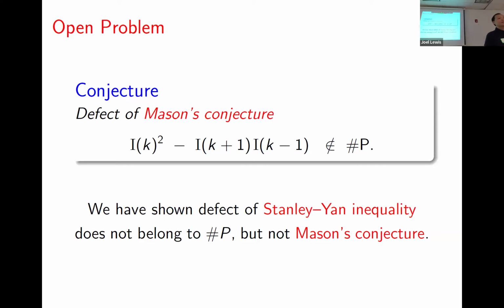What is defect? Defect means the difference, the difference of these numbers. Another way to view this: both numbers have combinatorial interpretations, so what is the combinatorial interpretation for their difference? That is another way to view this.